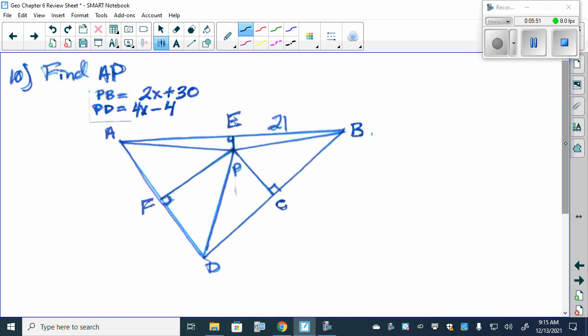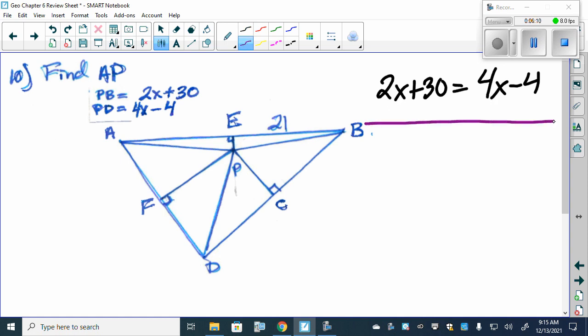Well, because of the setup, we can set these two equations equal to each other, solve for the value of x, and then plug it back in. So this here would be 2x plus 30 is equal to 4x minus 4. I'm going to subtract 2x from both sides. You can subtract 4x from both sides, and that would work out just fine. I'm going to subtract 2x because it's going to give us a positive x.